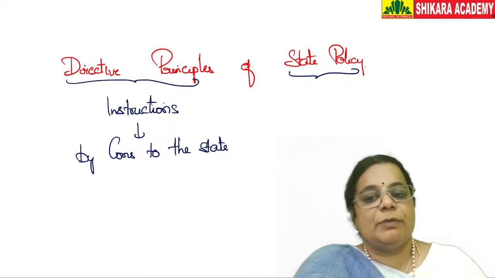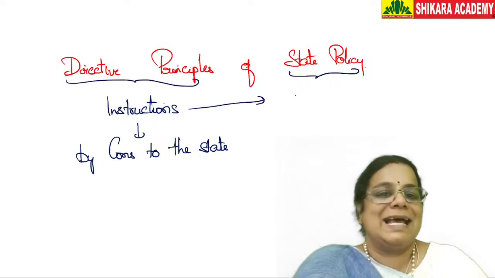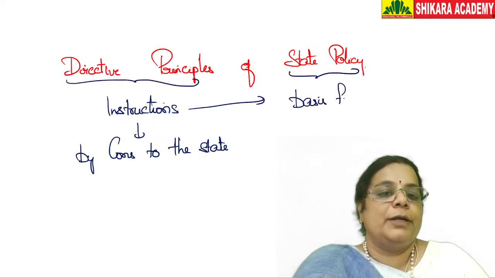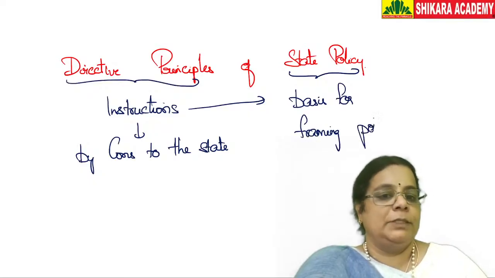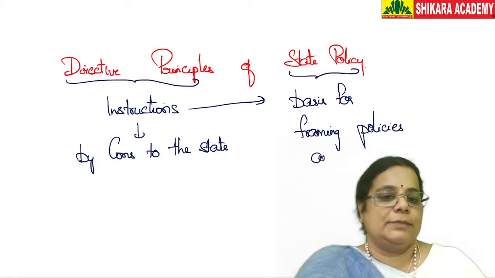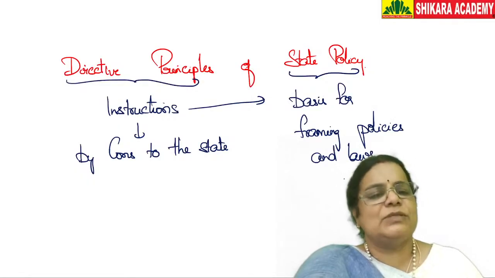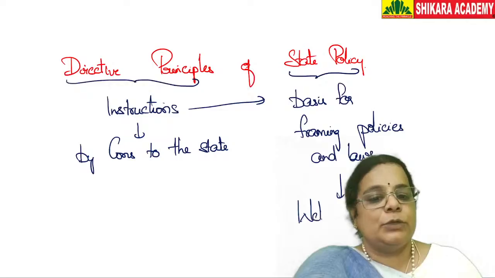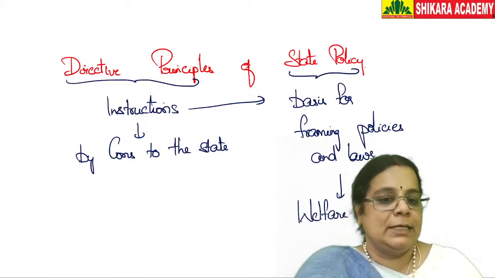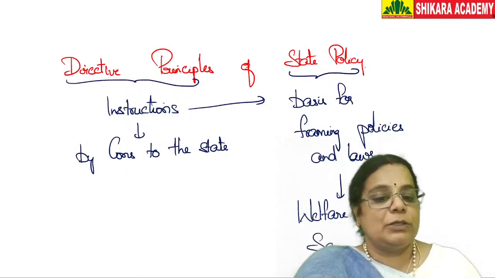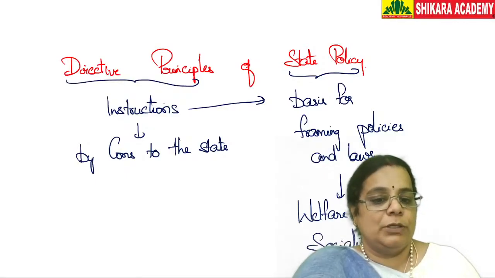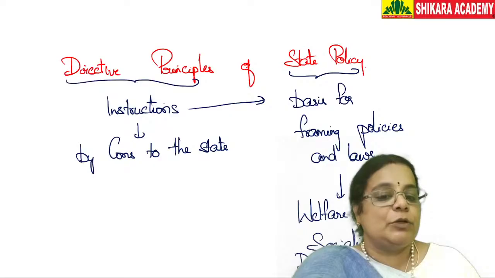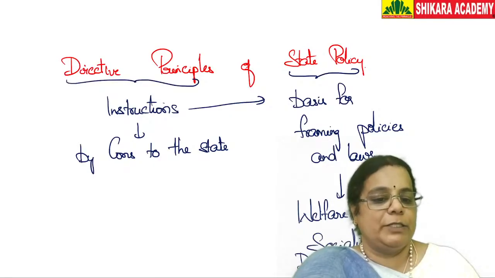These instructions are given by the Constitution to the state to be used as a basis for framing policies of the government and laws. All right. Now the question is, why should you do it? What is the end result out of it? Because the Constitution wanted to establish a welfare state. The Constitution wants to ensure that there is socialism. And most importantly, the Constitution stands for distributive justice. What is distributive justice? Distributive justice is a combination of social and economic justice.